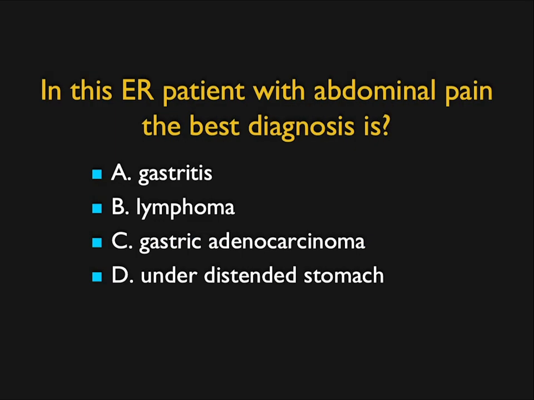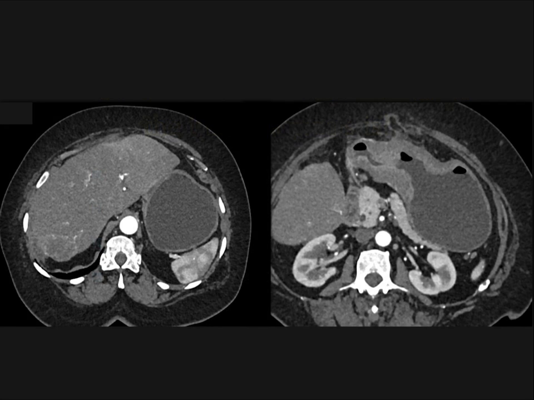In this ER patient with abdominal pain, what's the best diagnosis? What you can see here is the stomach is well distended. There's a metastasis or a mass in the liver, and diffuse infiltration of the body and antrum of the stomach by carcinoma. I'm showing you this case to make the point that when you're doing ER patients, you have to distend the stomach. If the stomach wasn't distended, you might miss this lesion.